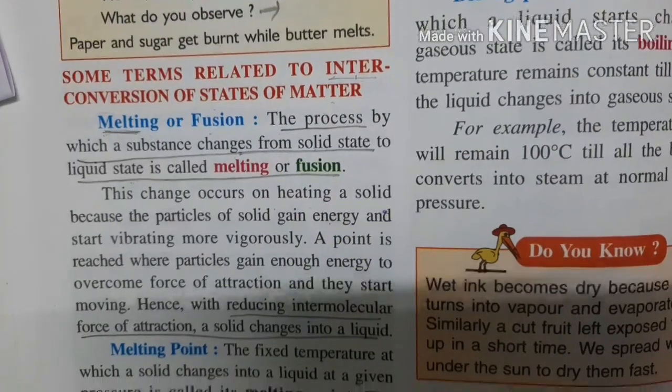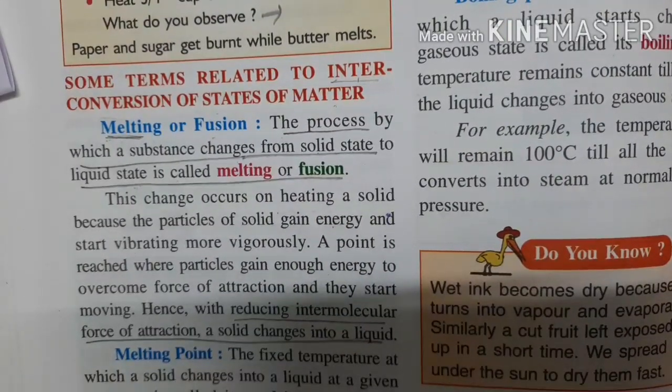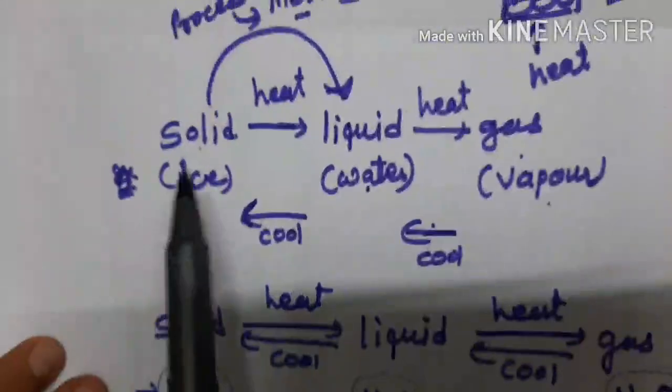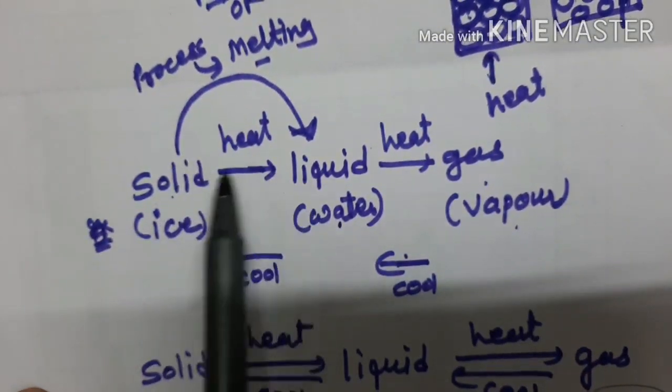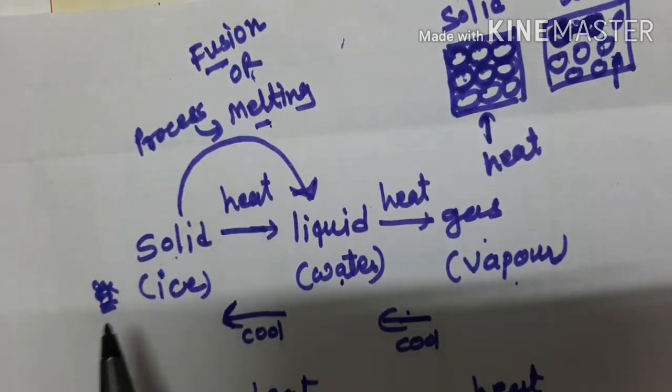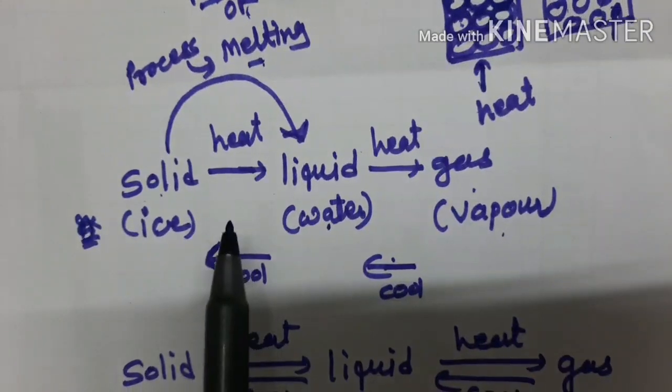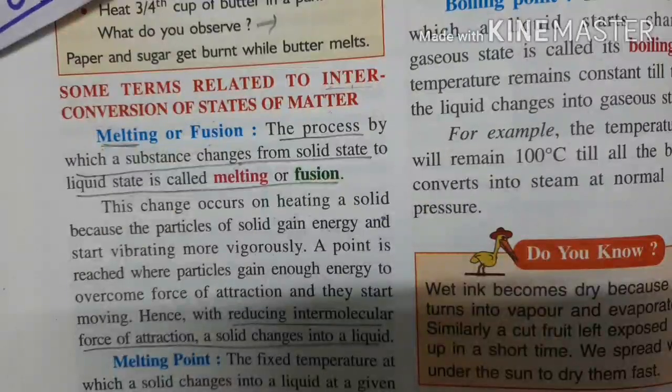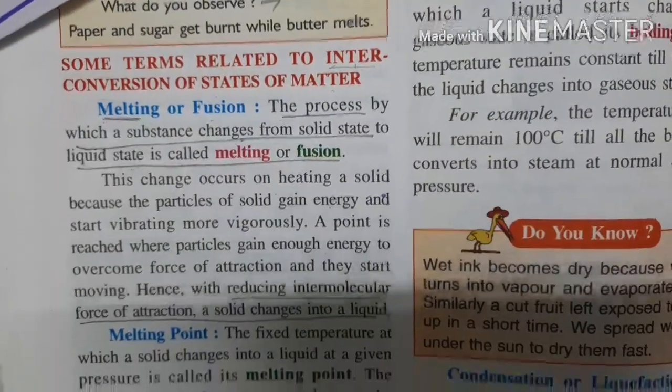Okay, you got my point? So we can say that when we heat a solid, it converts into a liquid. This process is called melting or fusion. Okay, I hope you understand. It's a very easy one, but just pay attention here. You need to learn about this.